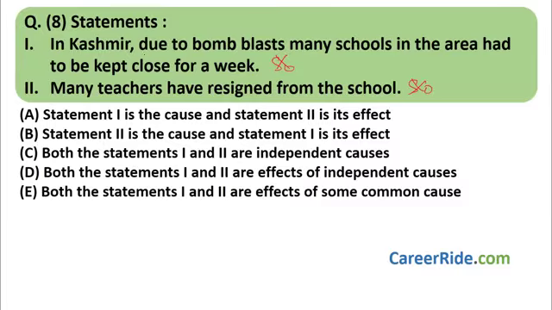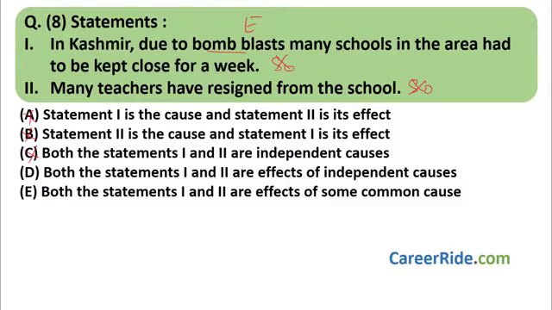Now let us see what exactly. So option A and B is not there. Now over here what is the first thing? Many teachers have resigned from the school. Now we don't know whether it is an effect or cause. Let's move on to the first sentence. In Kashmir due to bomb blasts, many schools in the area had to be kept closed for a week. Now this cannot be a cause, because they have already given the cause, that is due to the bomb blast schools were closed for a week. So this becomes an effect. Schools were closed for a week becomes an effect.